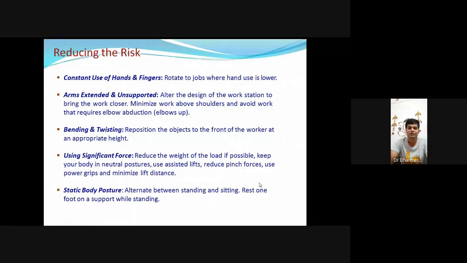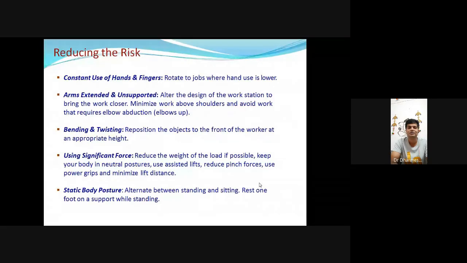Next is use of significant force. How can we reduce the force? Reduce the weight of the load if possible. Keep your body in a neutral posture. Work steadily. Reduce pinch forces. Use power grips and minimize lift risk. So these are some considerations we took.